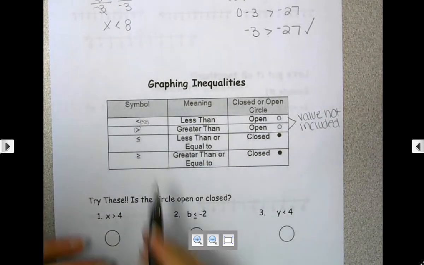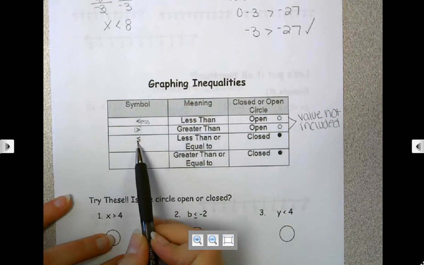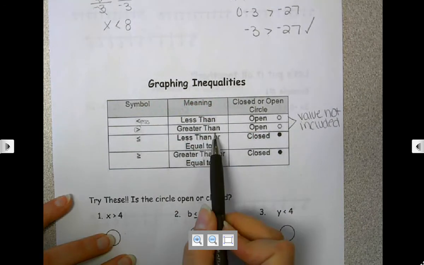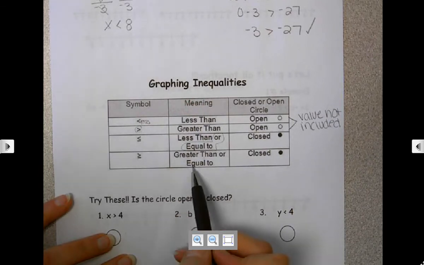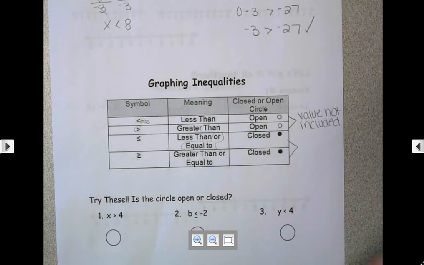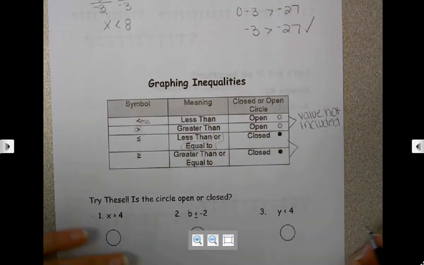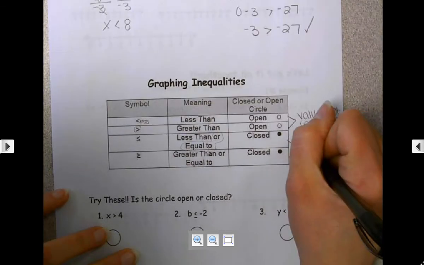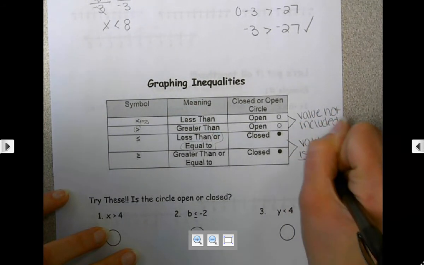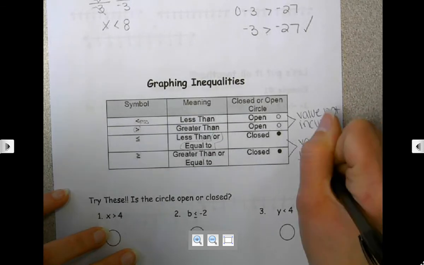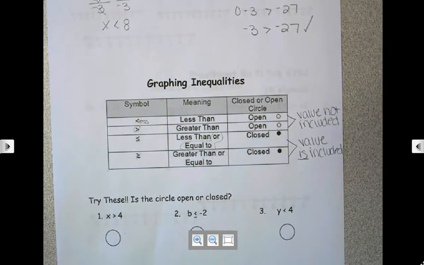Then we have less than or equal to, this line underneath adds in the or equal to, and we have greater than or equal to. And those two symbols are what we call closed circles. And that means that the value is included. Okay, so meaning that the value is a possible solution, because with inequalities, we have multiple solutions.